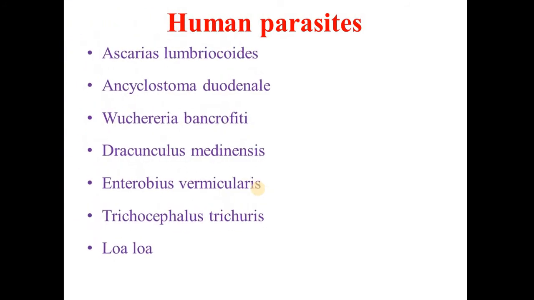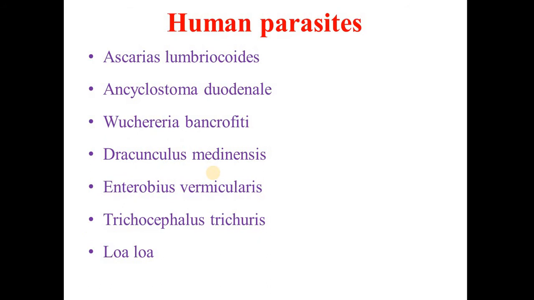Human parasites from phylum Aschelminthes. Although the list is much longer, in today's lecture we focus on these parasites from phylum Aschelminthes: Ascaris lumbricoides, Ancylostoma duodenale, Wuchereria bancrofti, Dracunculus medinensis, Enterobius vermicularis, Trichuris trichiura, Loa loa. Now we will discuss these parasites one by one in the upcoming slides.